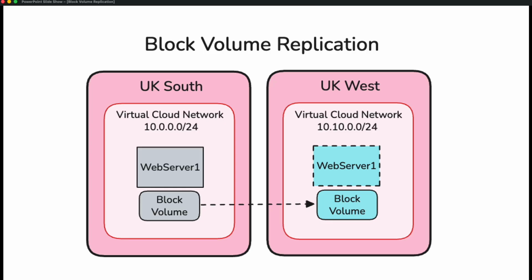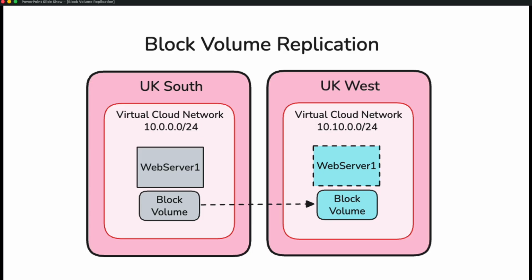So the way this looks, within my OCI tenant, I have two regions, UK South and UK West. Within UK South, I have my web server that's available publicly. It has a single block volume attached, which essentially contains a C drive, which has all of the applications that are installed on the machine. What we'll do is configure block volume replication between this block volume in the UK South region to UK West.